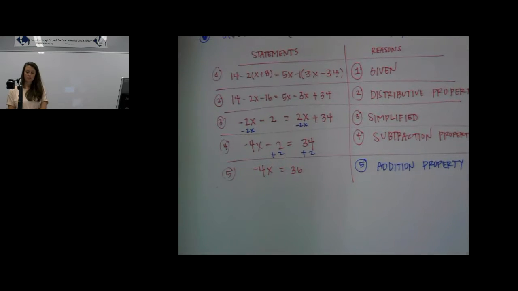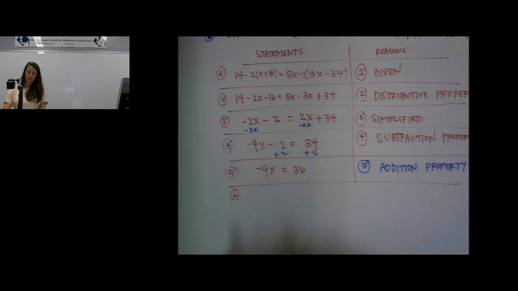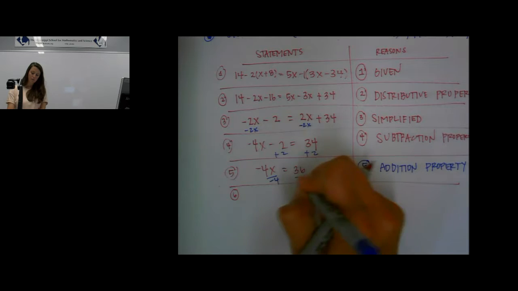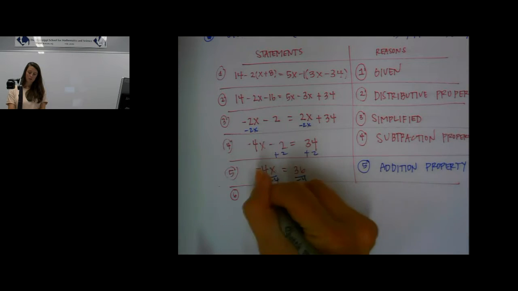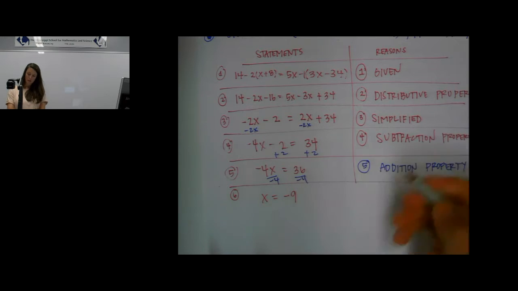Okay, the last step that I'm going to do is divide both sides by negative 4. So x is going to be equal to negative 9. And that is by the division property.